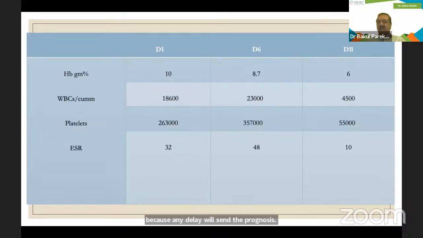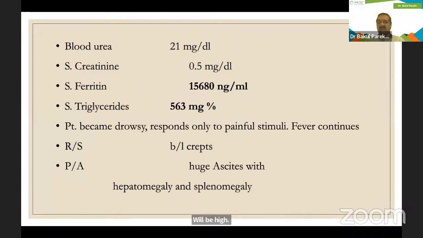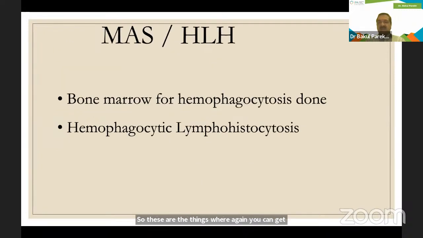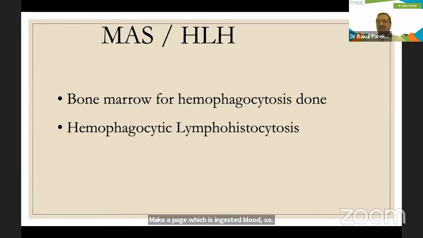And why is ESR normal? Because in HLH, fibrinogen is utilized, and ESR is based on fibrinogen. But your CRP, the other inflammatory marker, will be high. You can also get triglycerides and SGPT, which can go up. But mainly your ferritin, and then if in doubt, you can do a bone marrow, which will show macrophages with ingested blood cells. So it can be macrophage activation syndrome or HLH, whatever terminology you use.